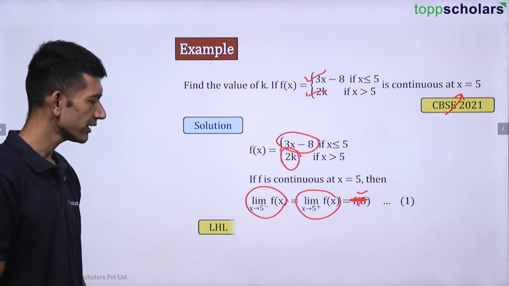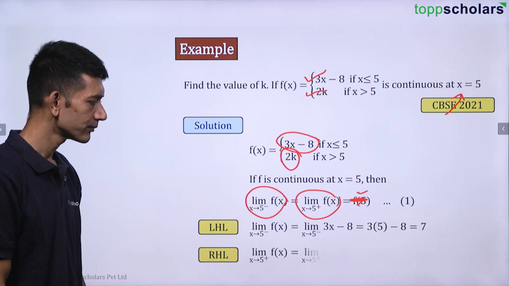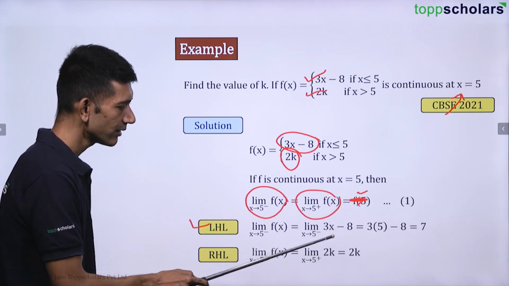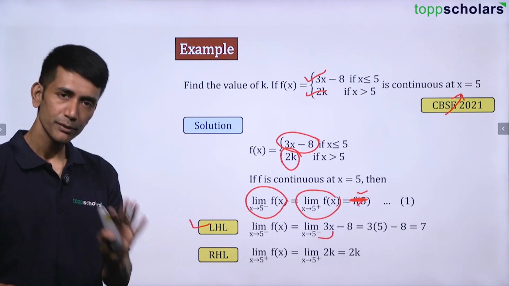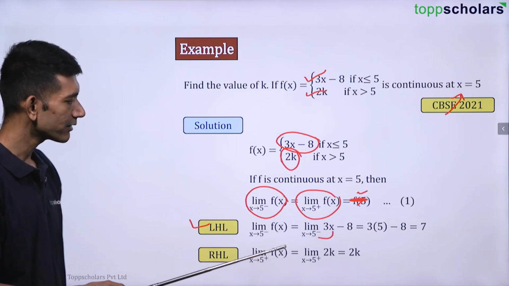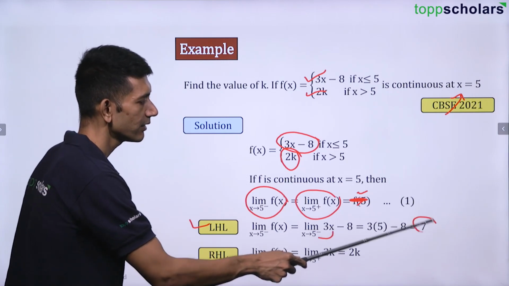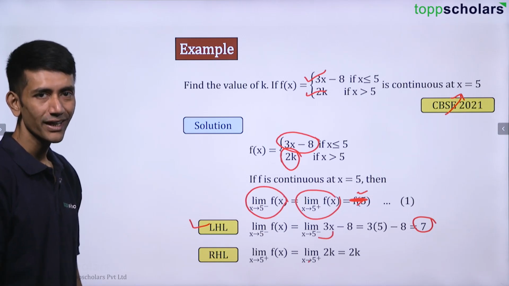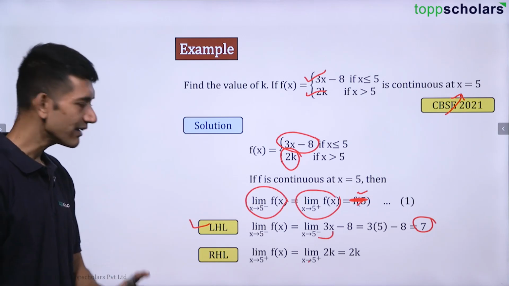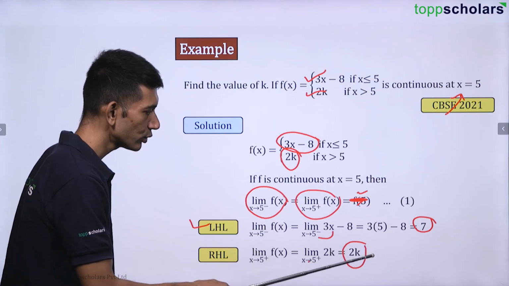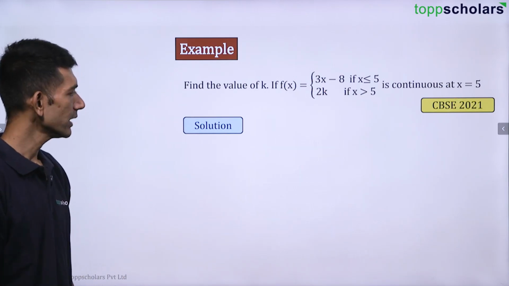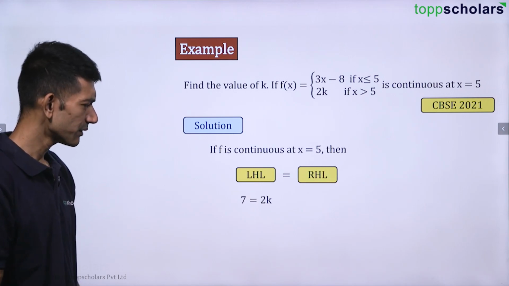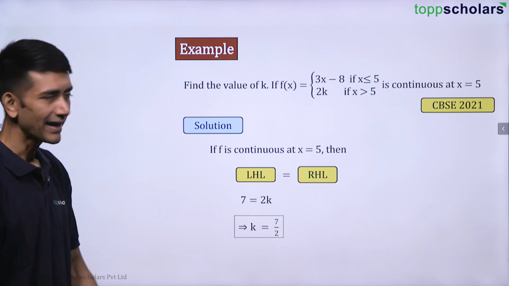Right hand limit is what? 2k. So 3x minus 8 will be equal to 2k. Correct? This you have solved it separately. 3x minus 8. But x is 5. 5 minus means 5 only. Correct? Not minus 5. 3 fives are 15. 15 minus 8 is 7. And this, as x tends to 5, is 2k. Don't put 5 instead of k. X is tending to 5. K we don't know. So 2k and 7. You will equate that. Equate 2k and 7. That's it. K is equal to 7 by 2, 3.5. That is the value of k.